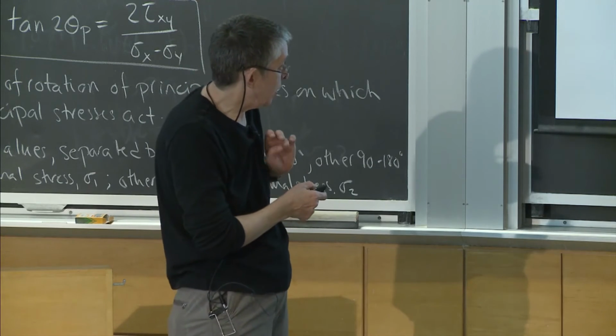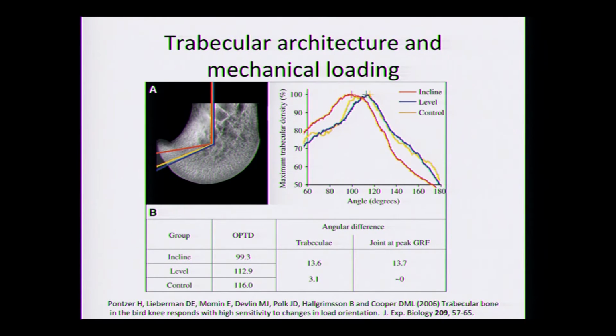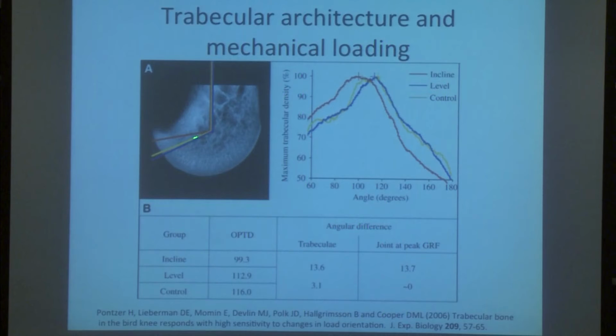So this is what they found. So here's one of the bones, and these lines correspond to this orientation of the bone. And the red is for the guinea fowl that were run on incline, the blue is the level, and the yellow is the control. So you can see the level and the control are not very different, but the ones that were run on the treadmill, on the incline, were different.